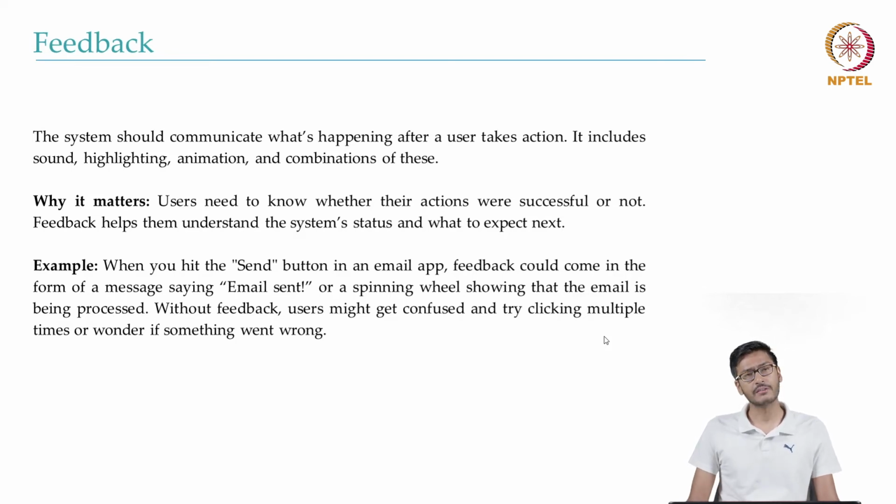For example, when you hit a send button for an email, feedback would come in the form of a message saying email sent, or a spinning wheel showing that the email is being processed. You could also show simply a green tick that the message has been sent successfully. Without feedback, users might get confused and try clicking multiple times or wonder if something is wrong, if they don't get proper feedback on whether the task has been successfully completed.